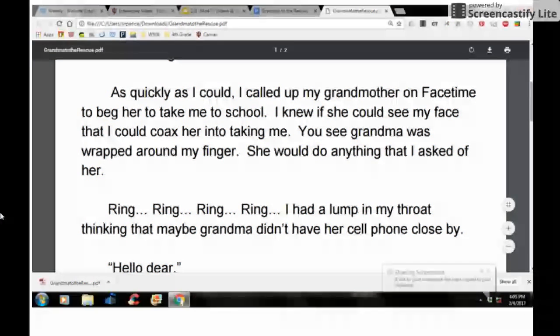This is the second paragraph of the passage. As quickly as I could, I called up my grandmother on FaceTime to beg her to take me to school. I knew if she could see my face that I could coax her into taking me. You see, my grandma was wrapped around my finger. She would do anything I asked of her. Ring, ring, ring, ring. I had a lump in my throat, thinking that maybe Grandma didn't have her cell phone close by.